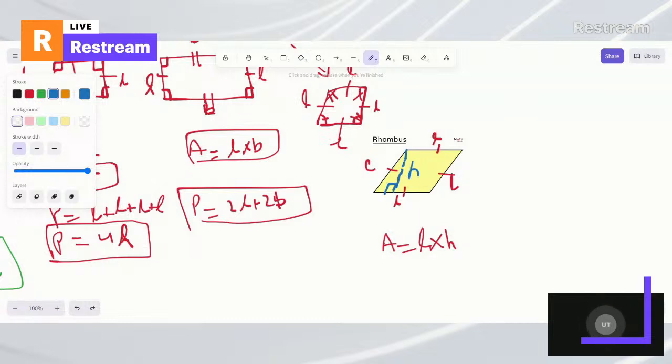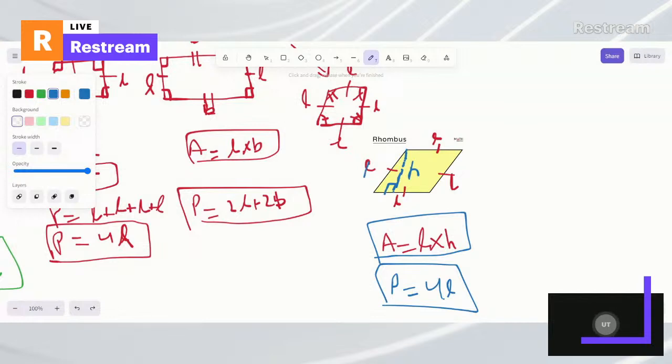So how do we find out the area for a rhombus? We find the area by multiplying its length by its height. So that's how we find the area of a rhombus, right? Now, how do we calculate the perimeter? The perimeter is pretty much the same. It's going to be 4 times L. Like I told you, it's the sum of all the lengths. So if all the lengths are L, it's going to be 4 times L.